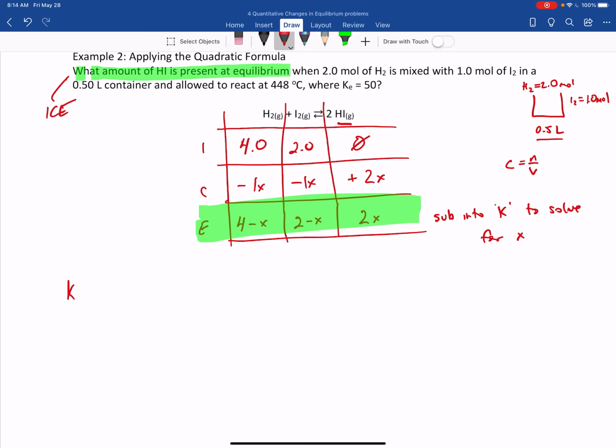So let's set up our K expression here. And remember, this is different than Q because we're being told it is at equilibrium. And that's why I'm not using the Q expression. So we have our products over our reactants here. They're all gases, so they all get included. We'll substitute in the fact that we know K is 50. We're going to have 4 minus x squared divided by 2 minus x.